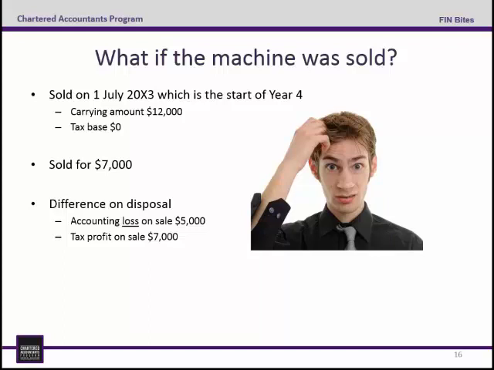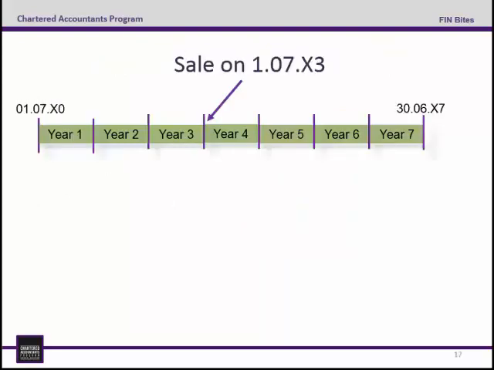From a tax perspective, remember it was fully depreciated by the end of the 3rd year, so that's why the tax base was 0. But if I sell it for $7,000, there will be an assessable tax profit on the sale of $7,000. So how does that information get slotted in, firstly, to our current tax liability calculation?